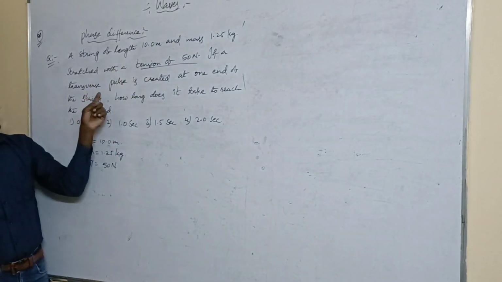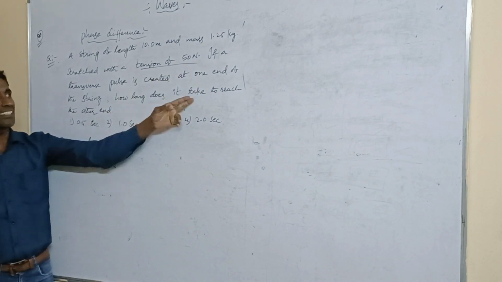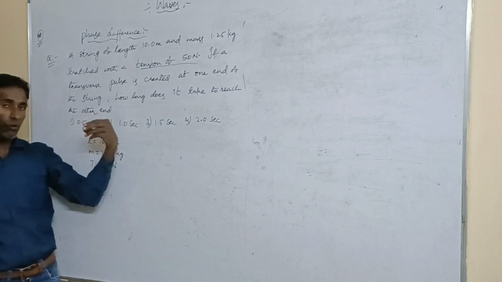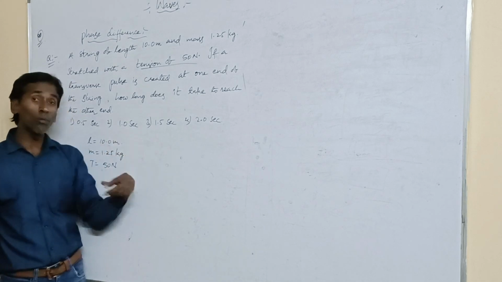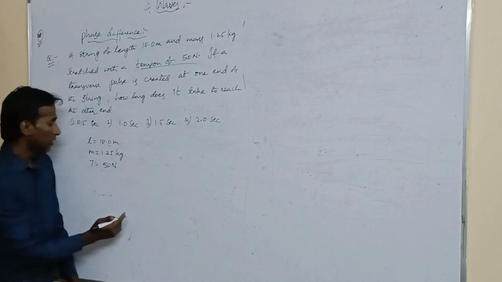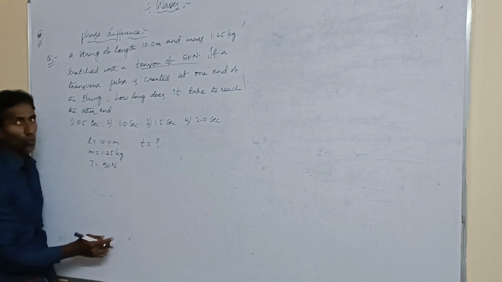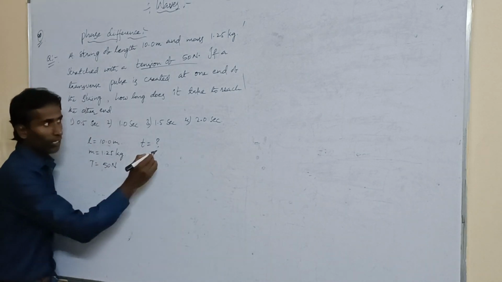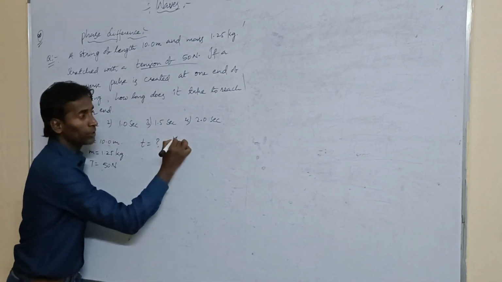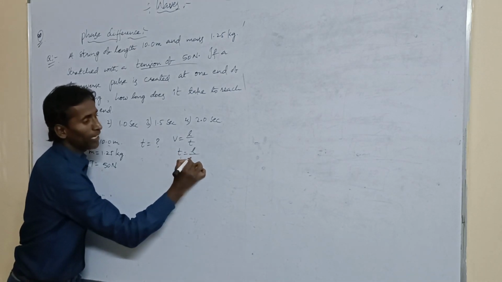And next, if a transverse pulse is created at one end of the string, how long does it take to reach the other end? We start from one end of the string, sir. So how much time does it take to travel to the other end? So what is the formula? He is asking for time. Time t is equal to question mark; we don't know, that only we have to find. Generally, speed is equal to distance by time, then time is equal to distance by velocity.